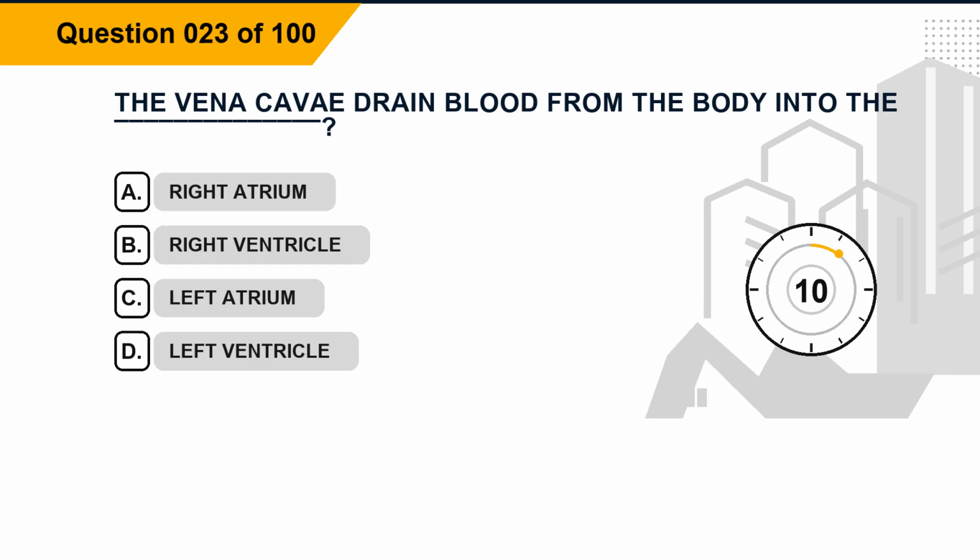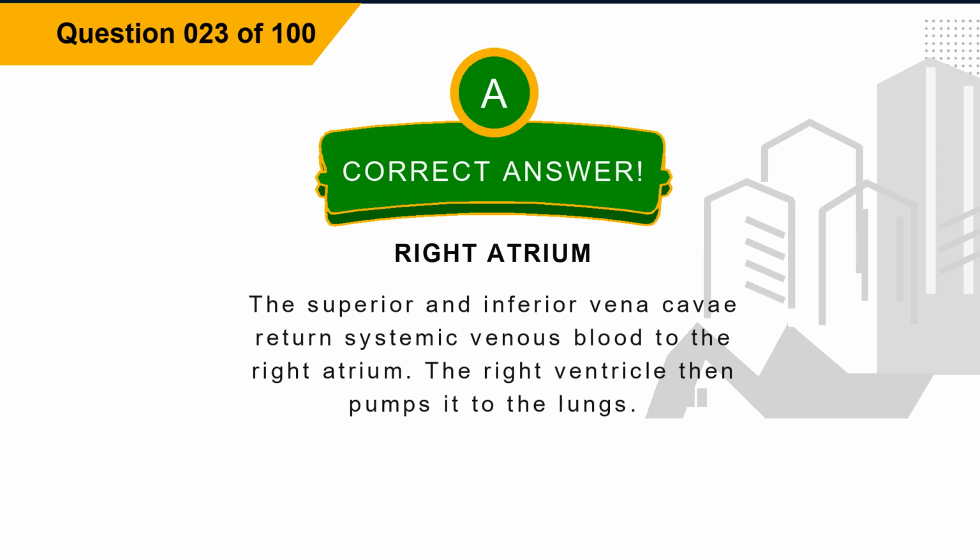Question 23. The vena cava drain blood from the body into the blank? Option A, right atrium. Option B, right ventricle. Option C, left atrium. Option D, left ventricle. The correct answer is option A, right atrium. Explanation. The superior and inferior vena cava return systemic venous blood to the right atrium. The right ventricle then pumps it to the lungs.